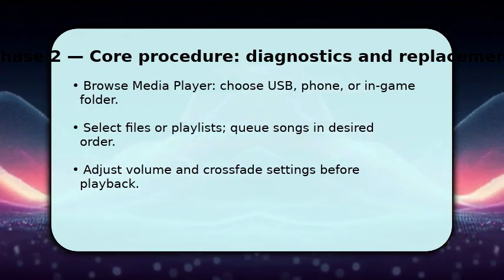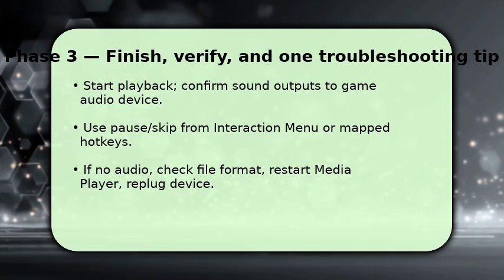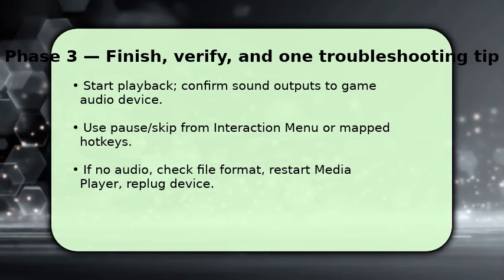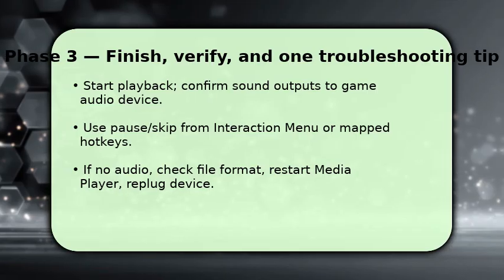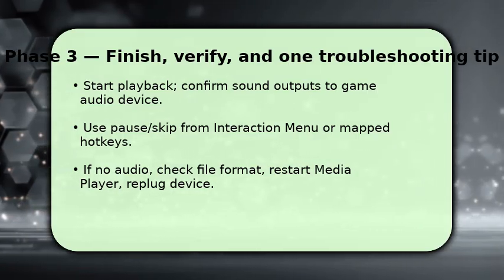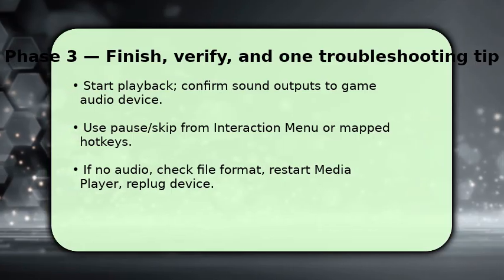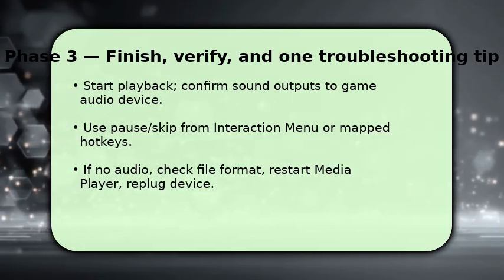playing. Start playback and confirm the sound is routed to the game audio device. If you hear it, you're done. Use the interaction menu or your mapped hotkeys to pause, skip, or rearrange tracks on the fly. This keeps control at your fingertips while you play.